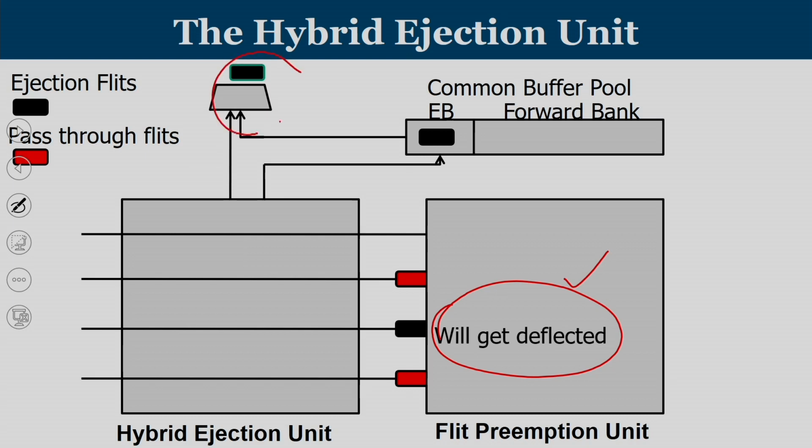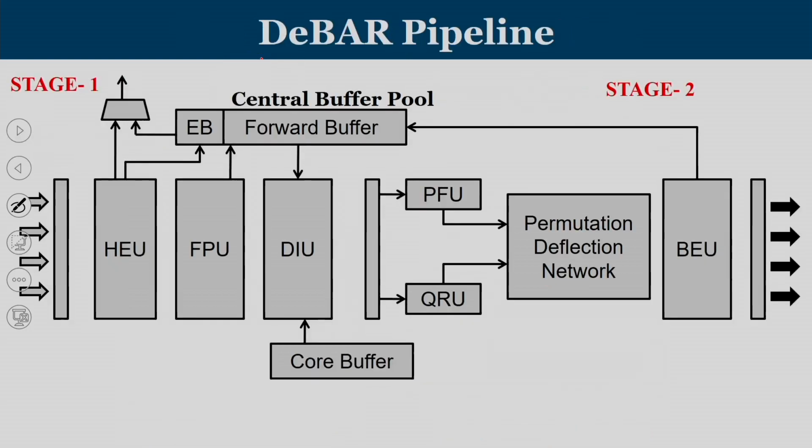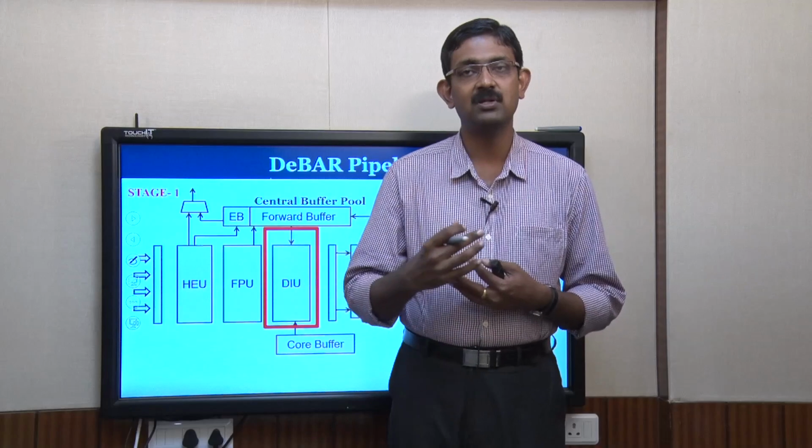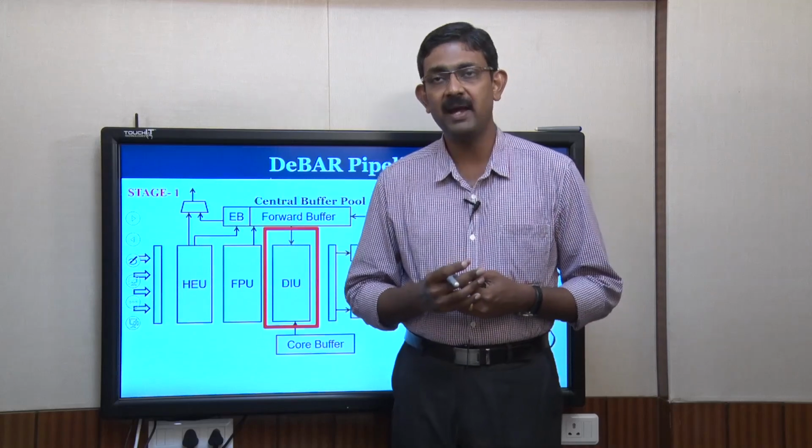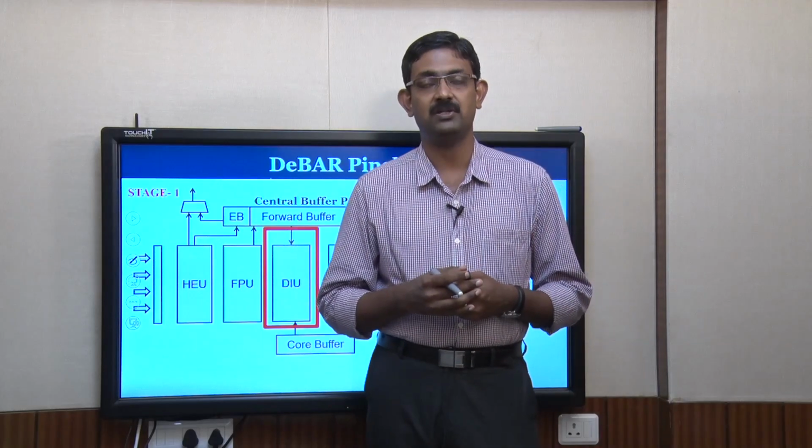We have only one ejection port, but it could potentially handle two fluid removals on average, and with one port we are actually managing it. Now, let us try to understand the role of the dual injection unit. One of the problems with the MinBD design was that the fluid in the side buffer, waiting to enter the router pipeline, may suffer from a problem called starvation.